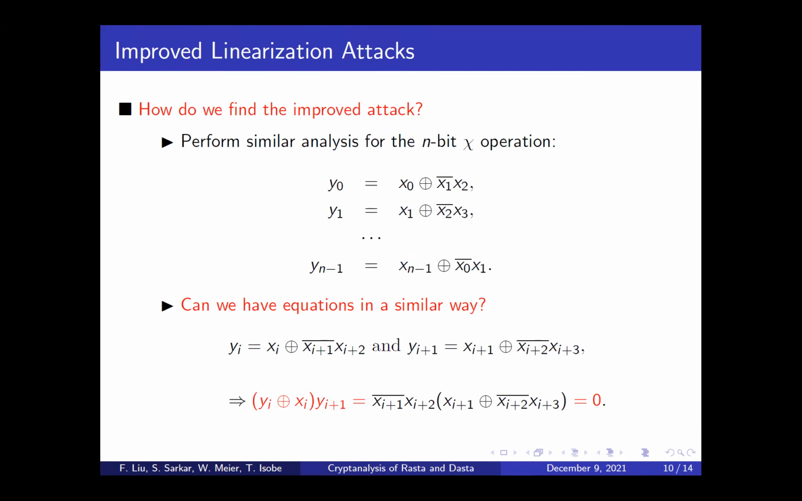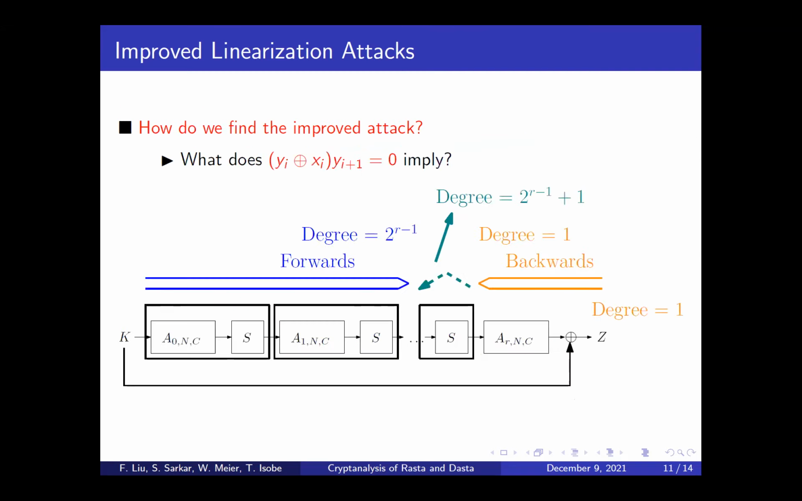So y0, y1, y2, up to y_{n-1}. Then we consider two consecutive output bits, yi and yi plus 1. Luckily, we immediately observed a useful equation: yi plus xi and yi plus 1 equals 0. This is the last equation in this slide. So what does this equation imply? We should note that xi is the input of the chi operation, while yi is the output of the operation.